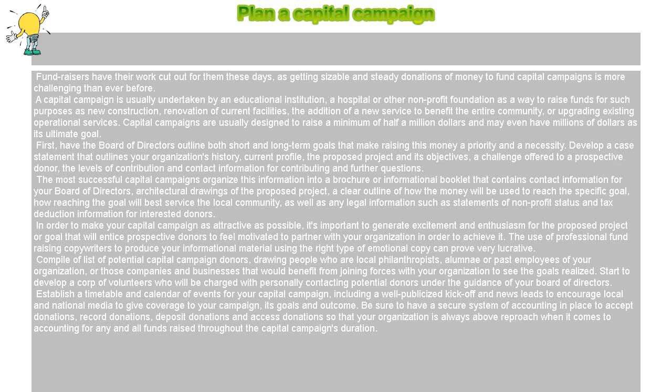Establish a timetable and calendar of events for your capital campaign, including a well-publicized kickoff and news leads to encourage local and national media to give coverage to your campaign, its goals, and outcome. Be sure to have a secure system of accounting in place to accept donations, record donations, deposit donations, and access donations so that your organization is always above reproach when it comes to accounting for any and all funds raised throughout the capital campaign's duration.